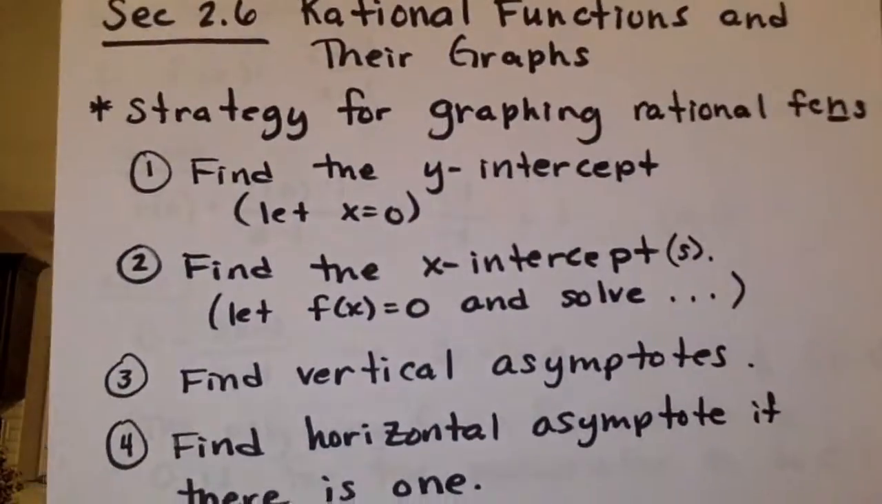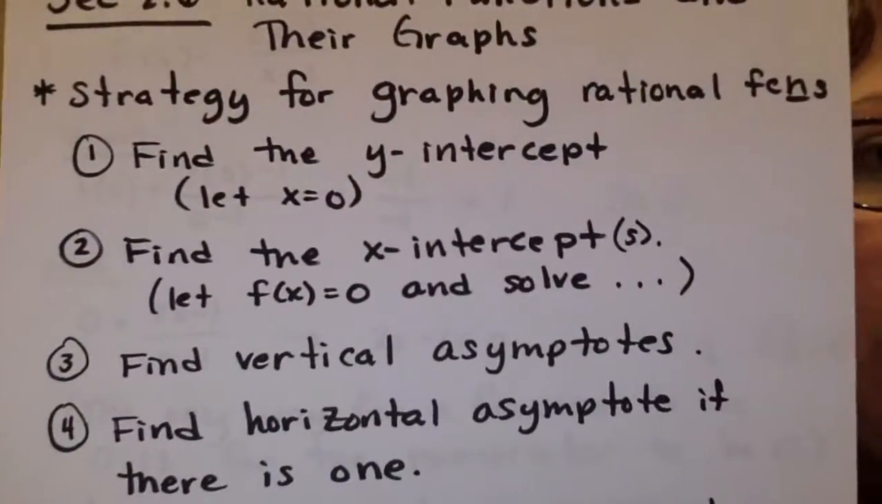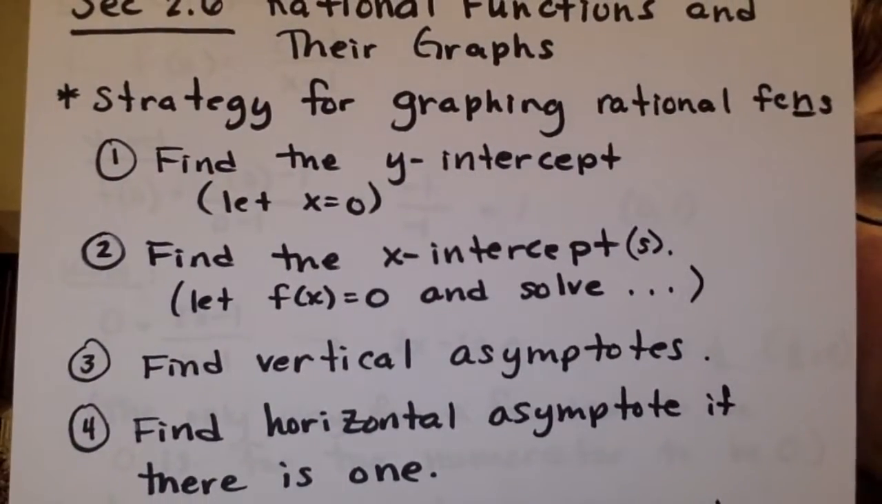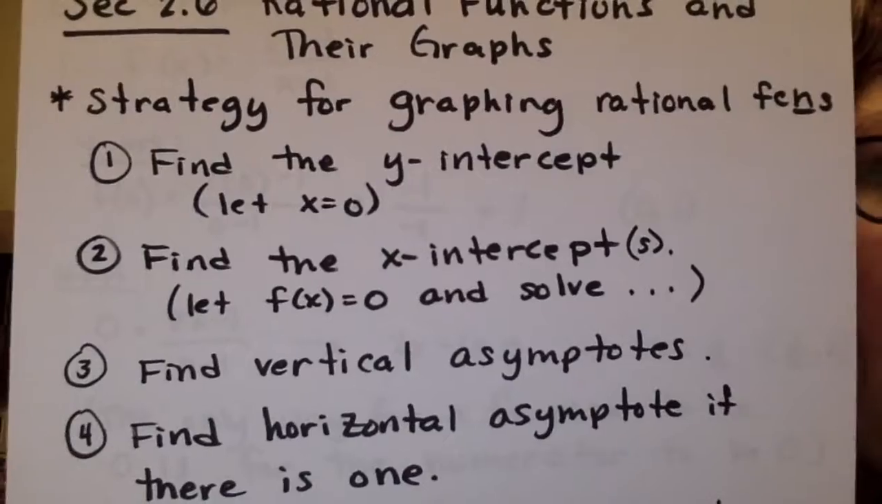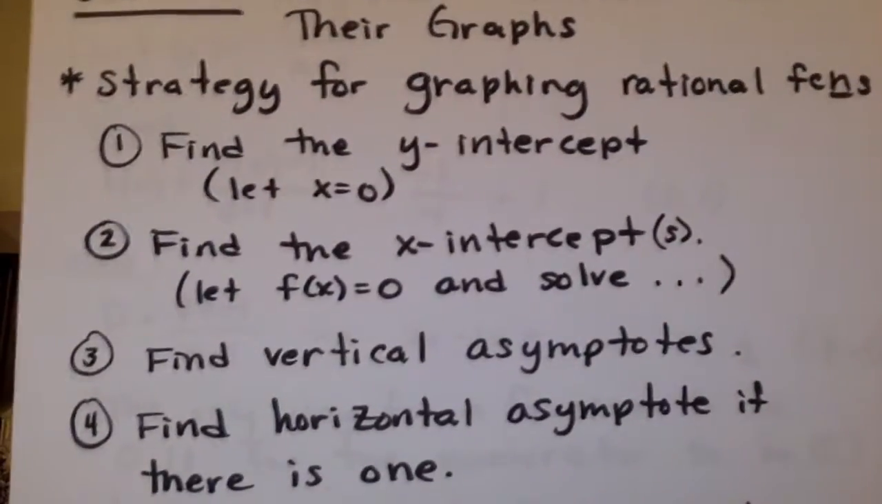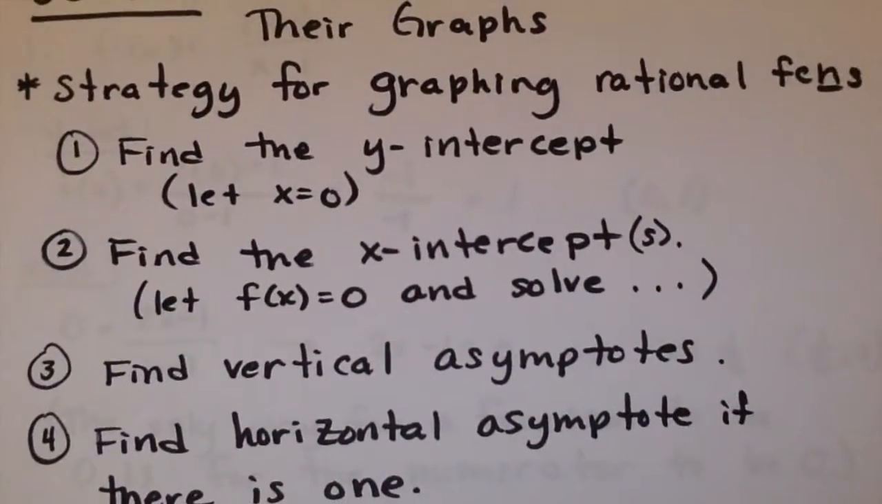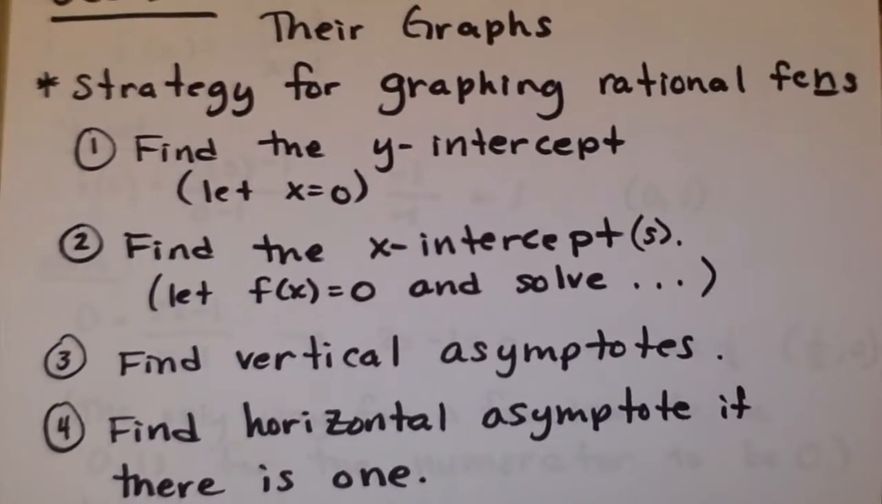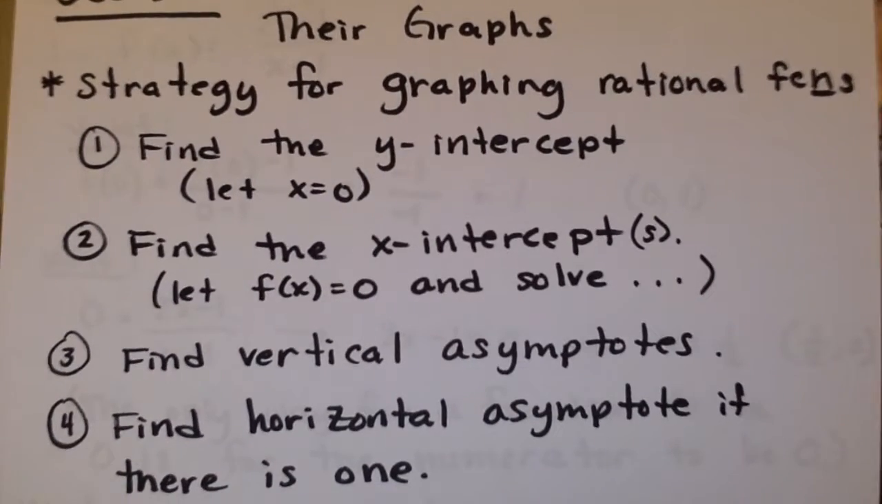So let's get started. The first thing we're going to do is talk about how to graph rational functions. There's a strategy that we use. Here are the steps for that. You're first going to find the y-intercept. We do that by letting x equal 0. Next, we find the x-intercept or intercepts. We let f of x equal 0 and solve.